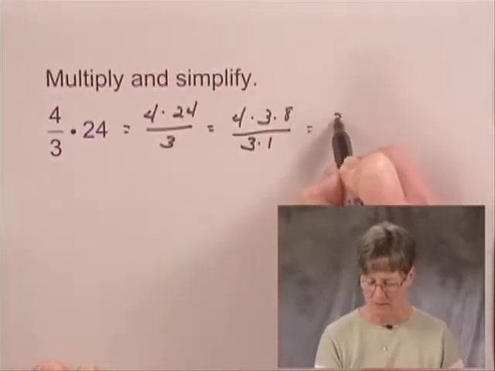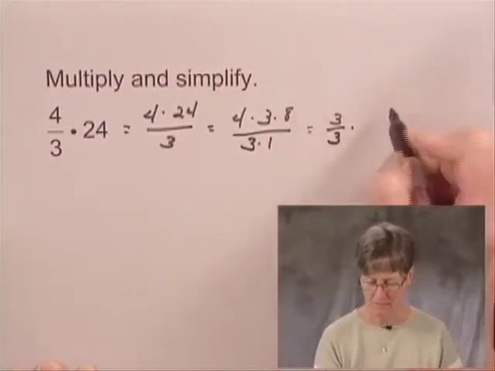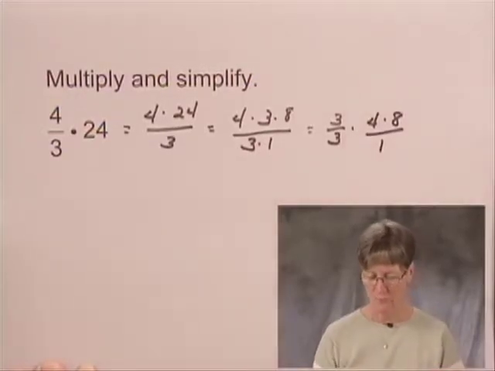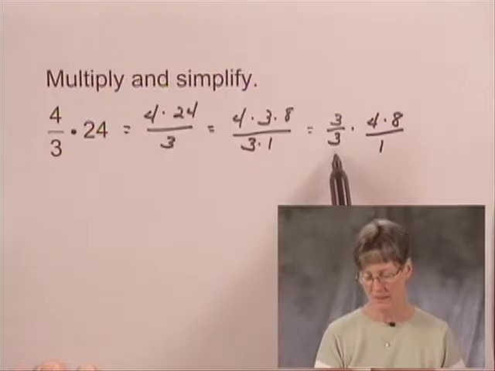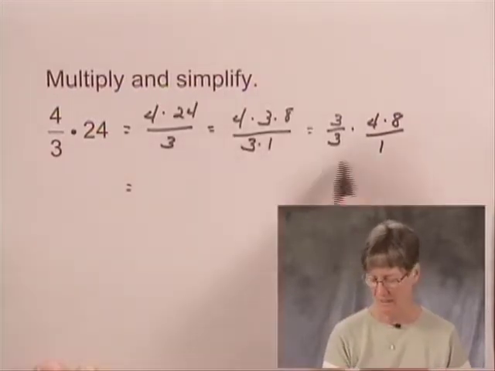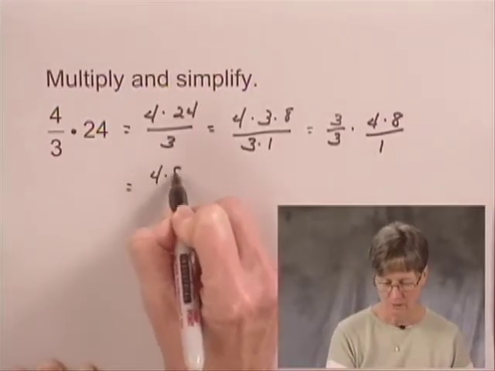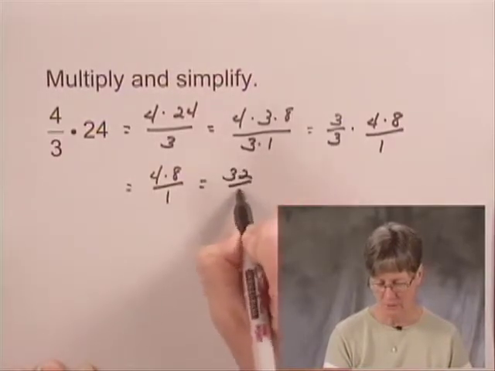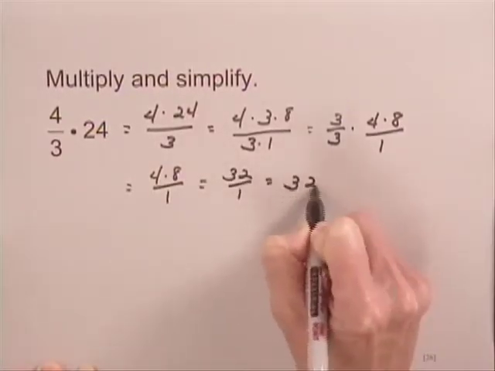So I can write this as 3 over 3 times 4 times 8 over 1. 3 over 3 is equal to 1, so this product is equal to 4 times 8 over 1, which is 32 over 1, or just 32.